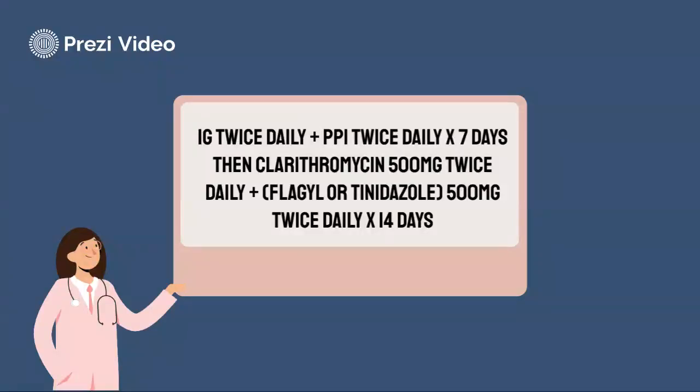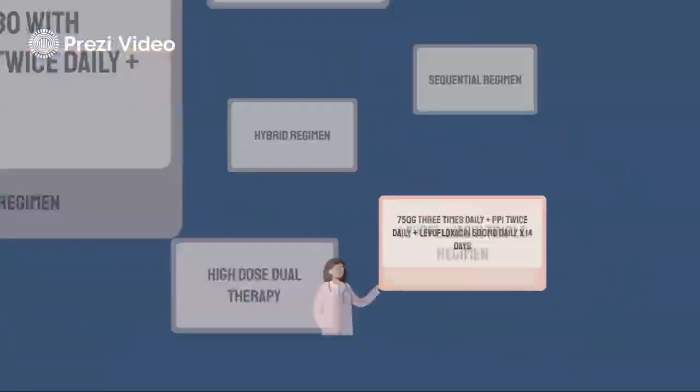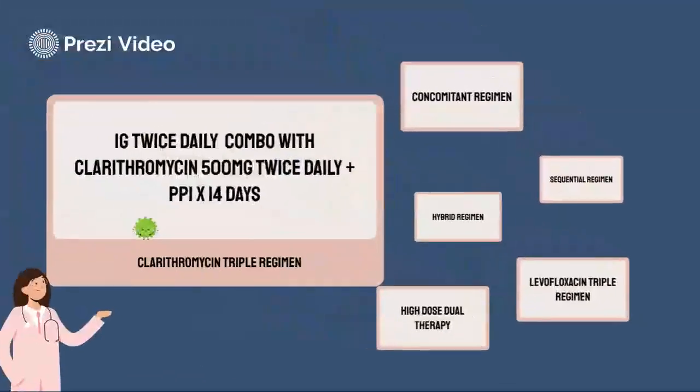So that is a total of 14-day regimen. Then we have your levofloxacin triple regimen, which is a salvage regimen. You may use amoxicillin 750 milligrams 3 times daily in combination with a double dose PPI twice daily, plus levofloxacin 500 milligrams once daily, and continue this regimen for 14 days.